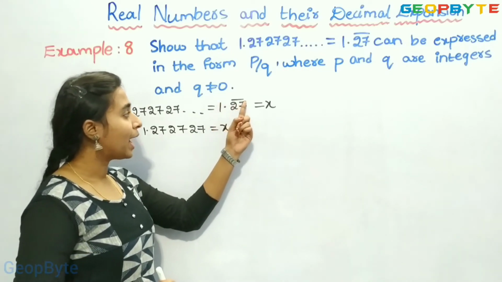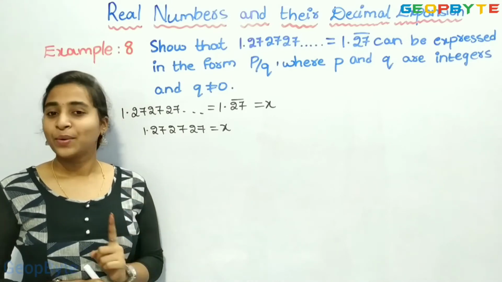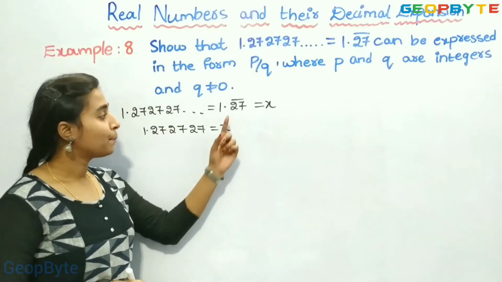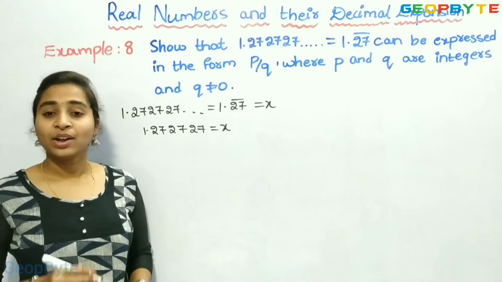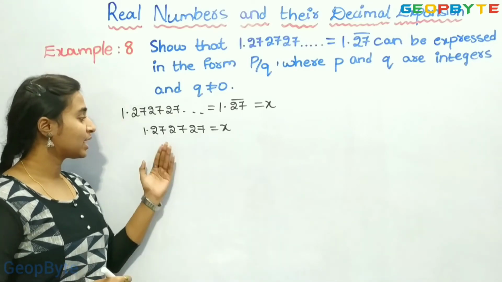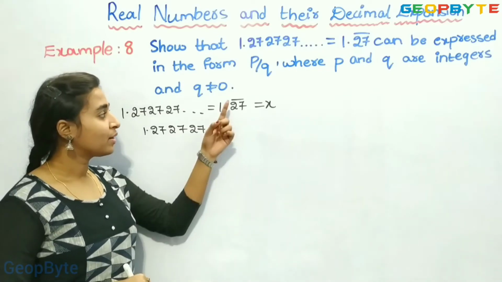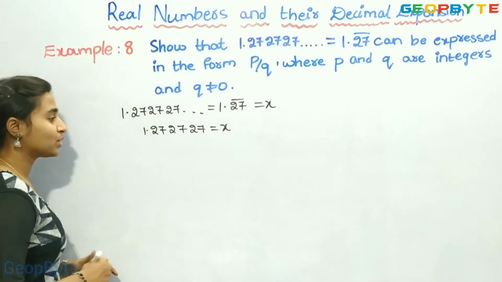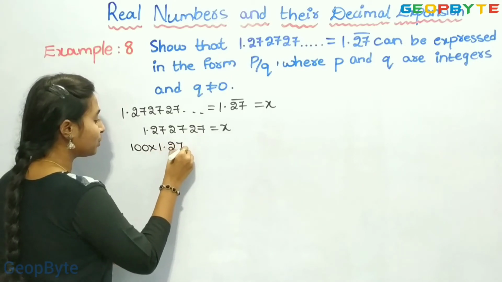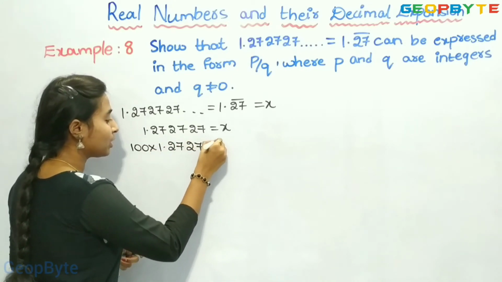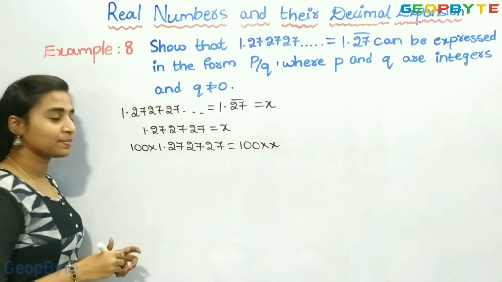As we have bar for 2 digits. In the previous example problem, we had bar for only 1 digit, that is 3. But here we have it for 2 digits. So, we need to multiply 100 on both the sides, that is left hand side and right hand side. Because 100 has 2 zeros, and we have bar for 2 digits. So, 100 into 1.272727 is equal to 100 into X.